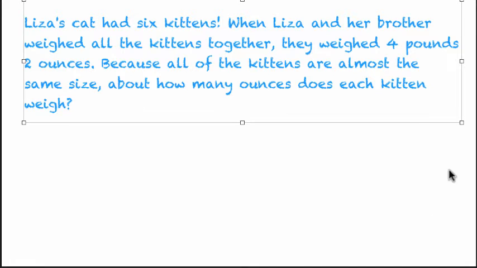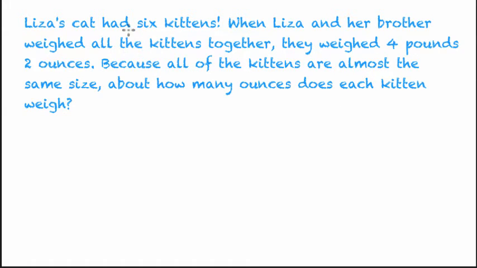So first one today, we have Lisa's cat, and Lisa's cat had 6 kittens. And when Lisa and her brother weighed all the kittens together, they weighed 4 pounds 2 ounces. Now, because all the kittens are almost the same size, about how many ounces does each kitten weigh? So we're going to take that same idea we did before, and we're going to expand on that.